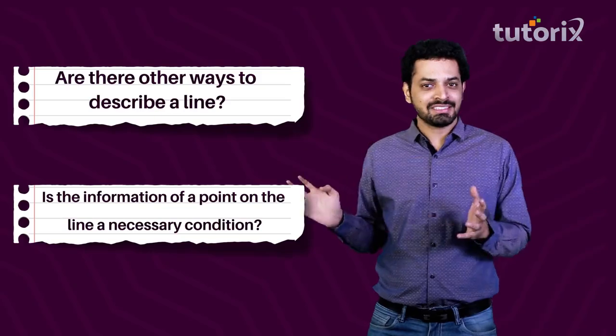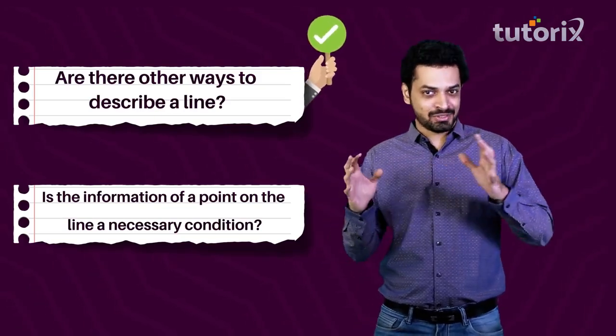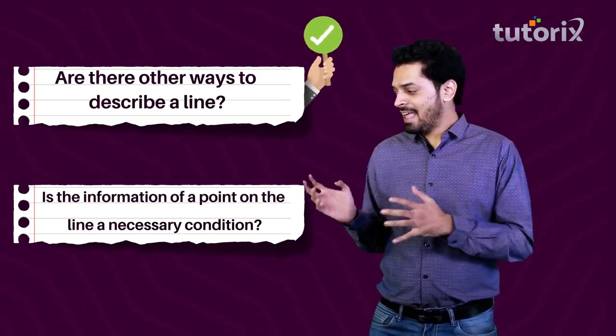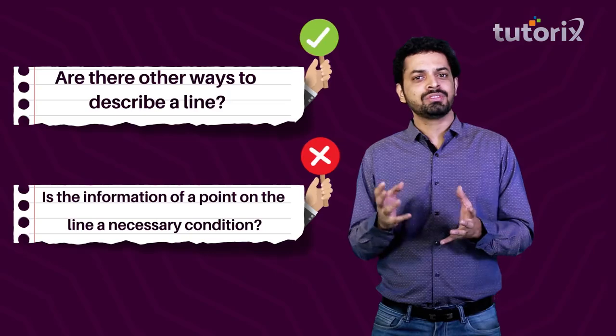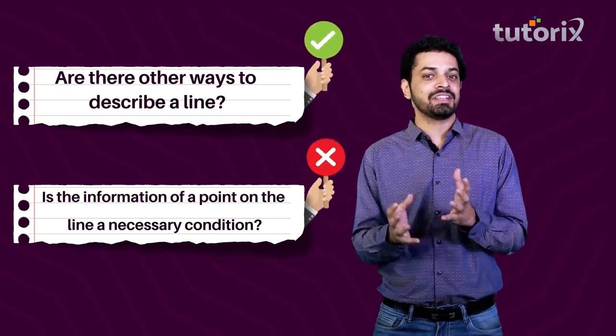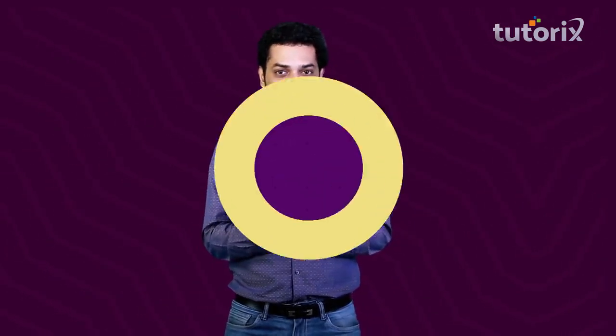Well, the answer to the first is yes. Of course, there are other ways to describe a line. And the answer to the second is no. The information about the point is not necessary. You can use different pieces of information to write different equations for a line. Today, we are actually going to look at a unique way of describing a line using which we are going to write a new form of equation which is called the normal form of a line.